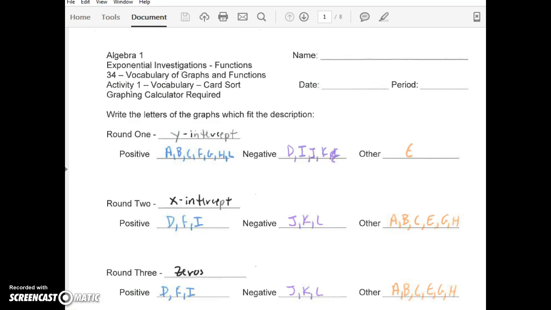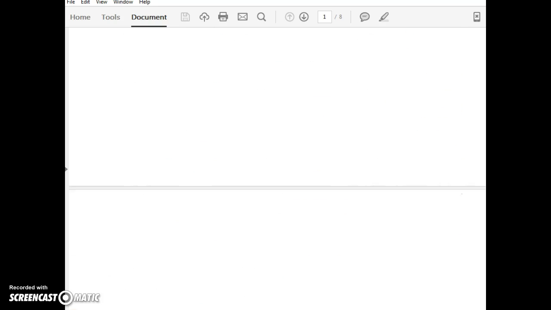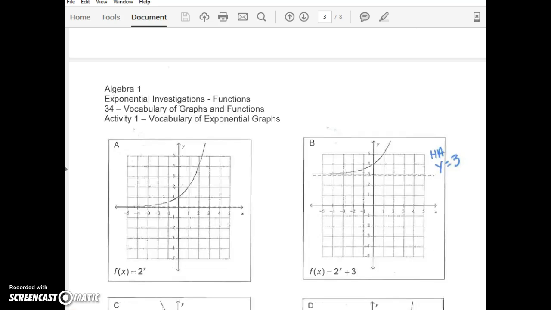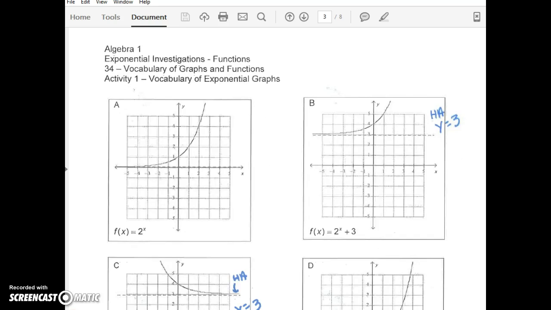So we had available to us graphs, 12 of them, that we were trying to figure out which ones have positive y-intercepts, negative y-intercepts, or another. So we looked at the graph, and again, a y-intercept, just like we did with linear functions, no different here, is where the graph is going to cross the y-axis.